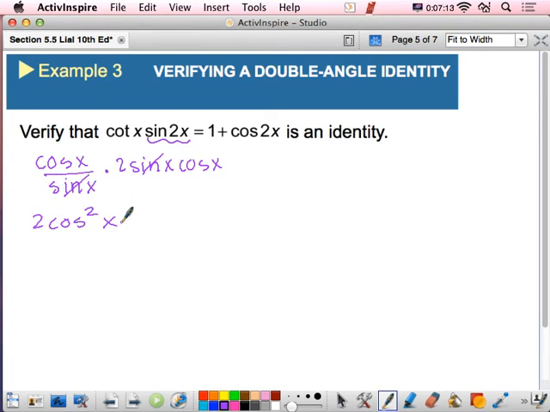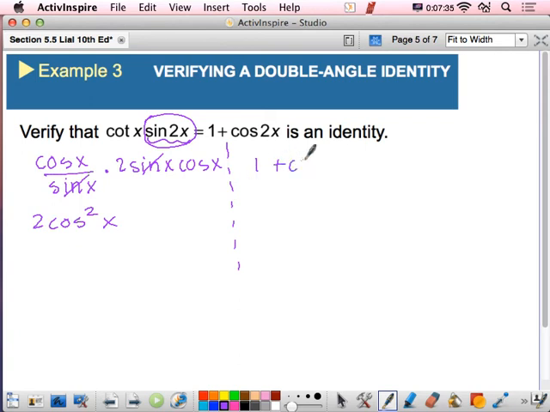Where did the cosine come from? I expanded the sine of 2x using the double angle identity: 2 sine of plain x, cosine of plain x. Okay. Is everybody okay that the left side equals 2 cosine squared? Now, some of you might be able to see the connection, but if you don't, just go work on the right side and think about this one.